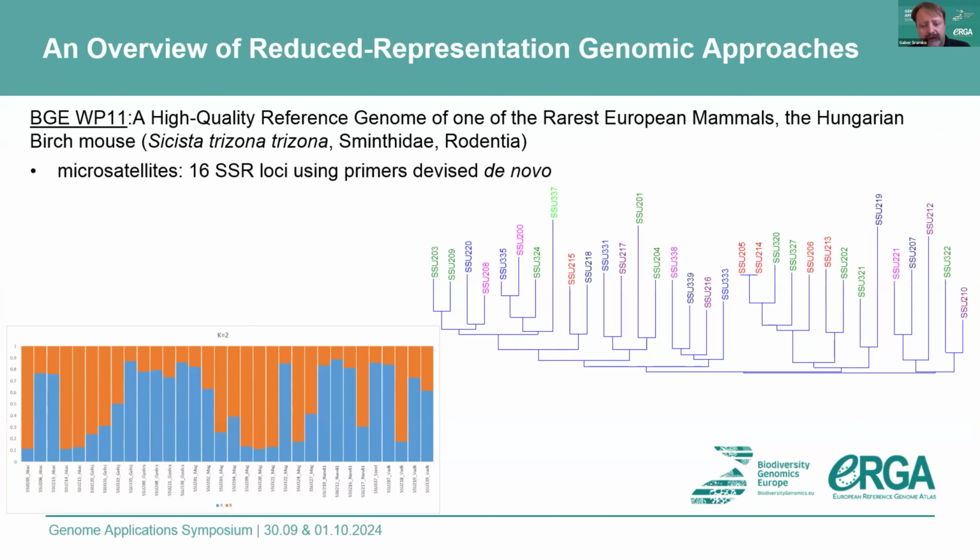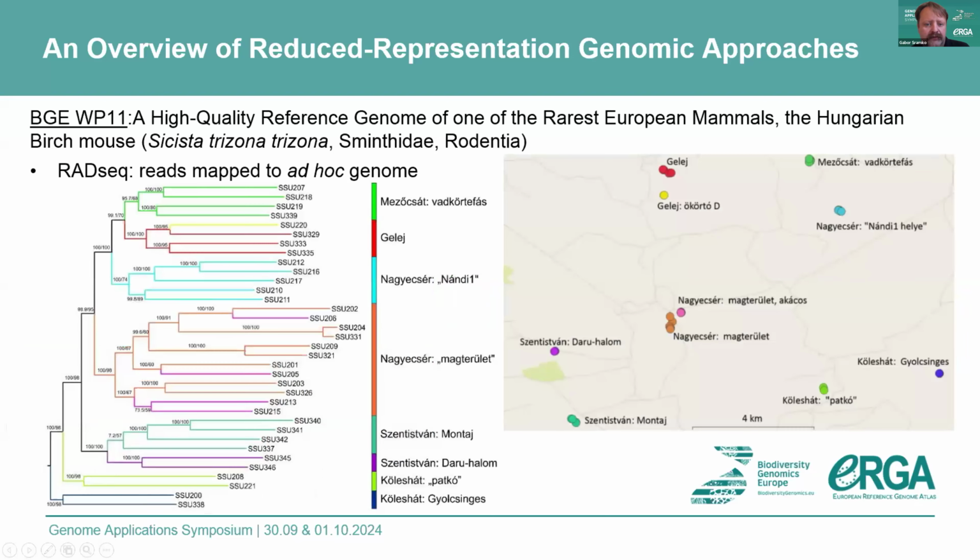So here we wanted to use first microsatellites, and we devised new microsatellites, but they didn't really give any meaningful resolution. You can see that only 2 genetic groups were identified by structure, and there is no apparent structure within the neighbor joining tree itself. So we did some RADseq. It was mapped to an ad hoc genome, and RADseq provided much more detailed resolution.